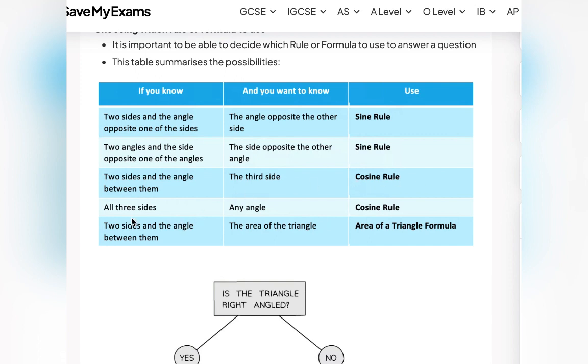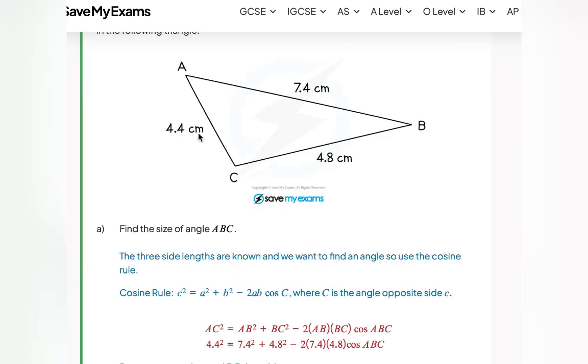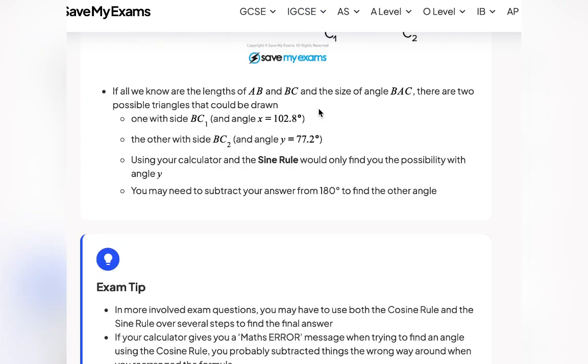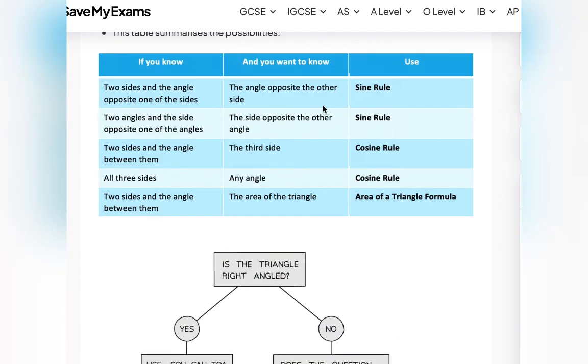Now, if you know all three sides and any angle, you also use the cosine rule. If you know all three sides, like in this case, this side, and this side, and you are asked to find any of the angles, you use the cosine rule. So these are two conditions where we use the sine rule and two conditions where we use the cosine rule.